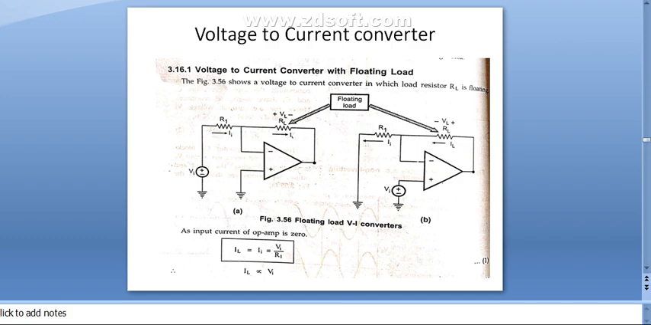So in floating type V2I converter, RL is not connected to the ground. In grounded type, RL is connected to the ground. So that is the difference between these two voltage to current converters.